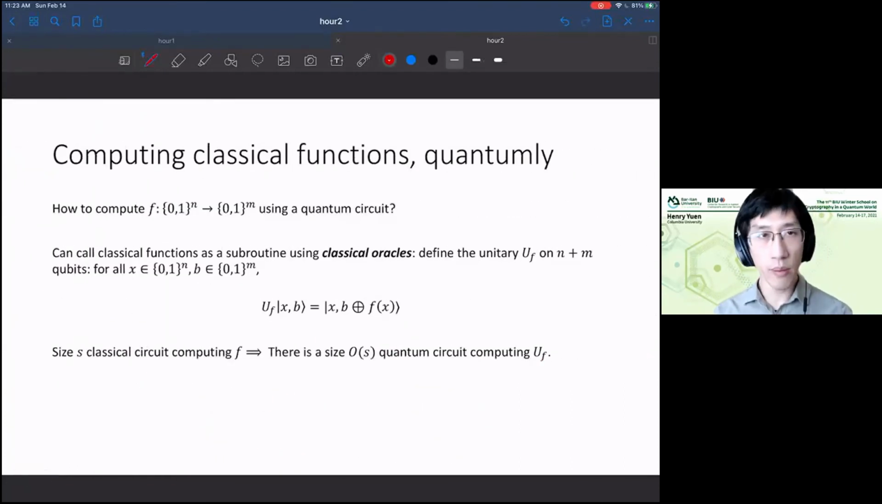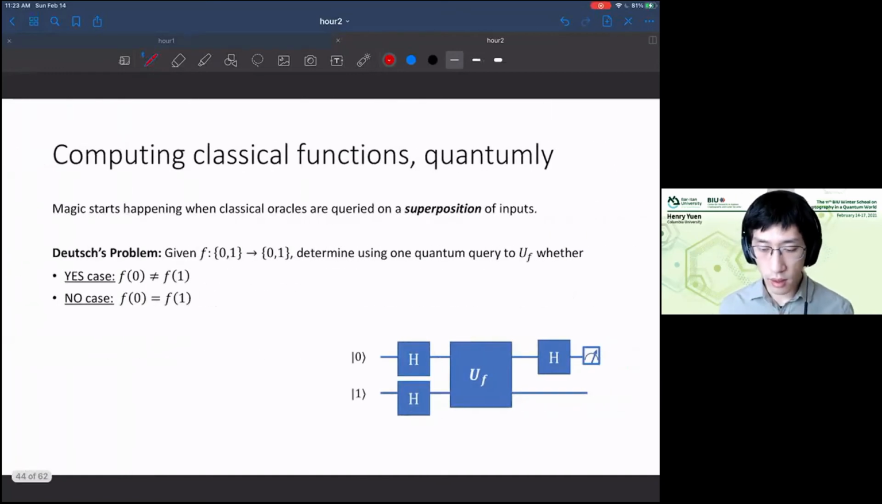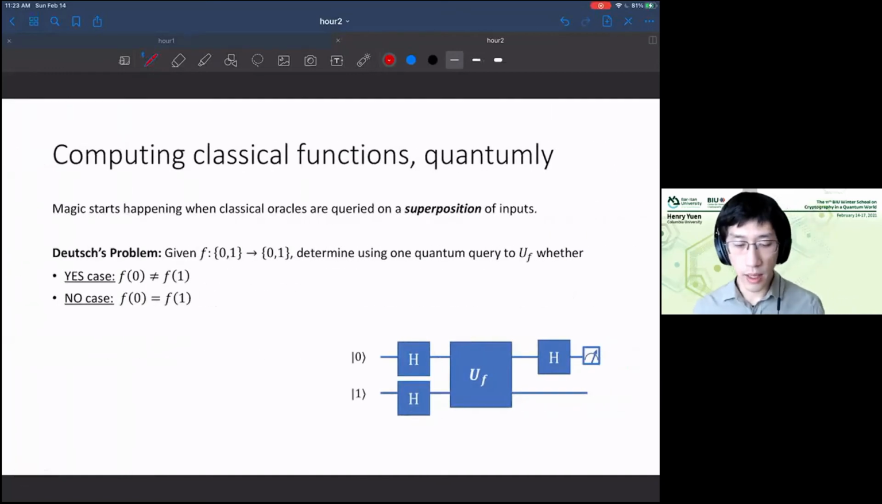Okay. And another important thing is that this construction of this classical oracle is a reasonable thing, because if you had a size s classical circuit computing little f, then there's going to be essentially a size s quantum circuit computing this oracle. All right. But magic starts happening when we start evaluating these classical oracles, these unitaries, on superpositions of inputs.